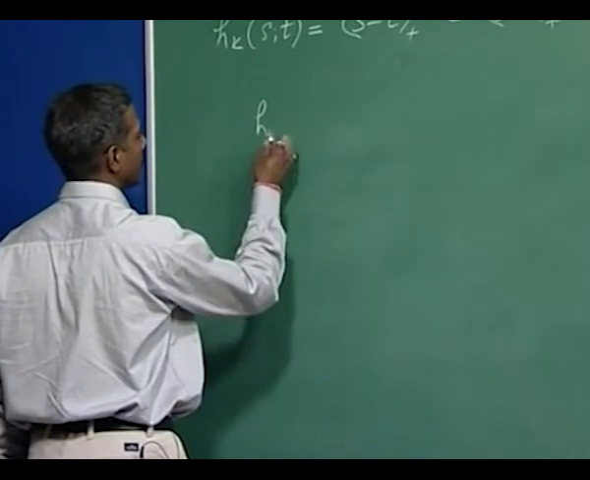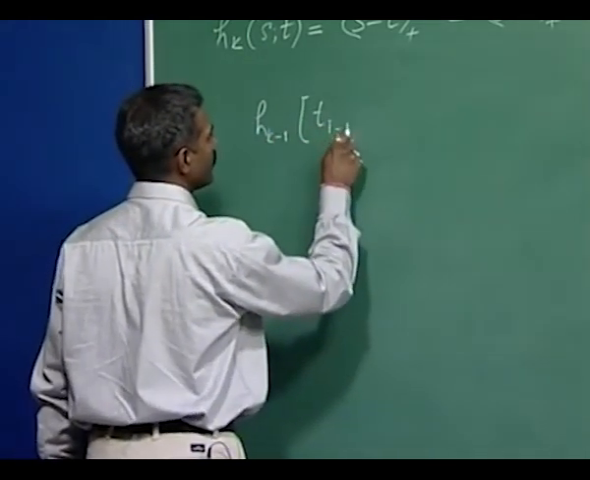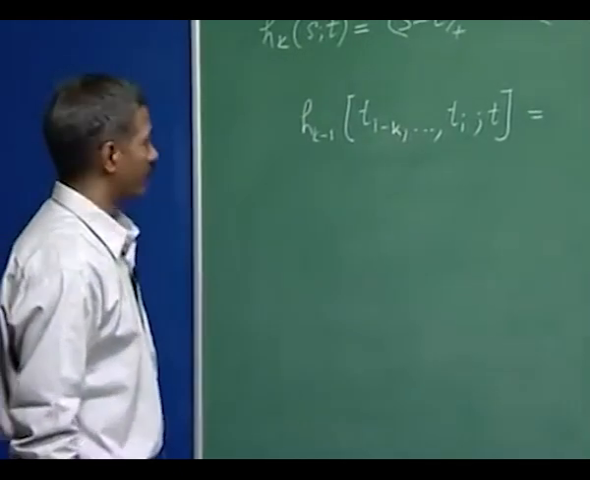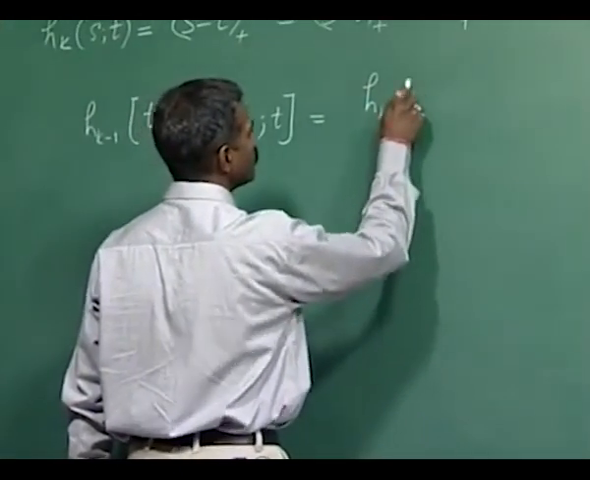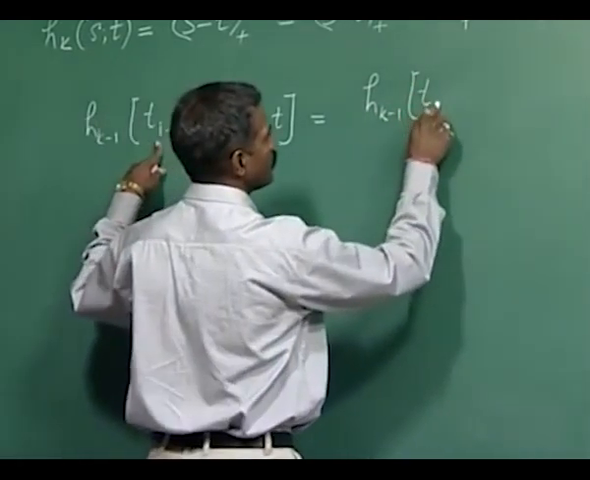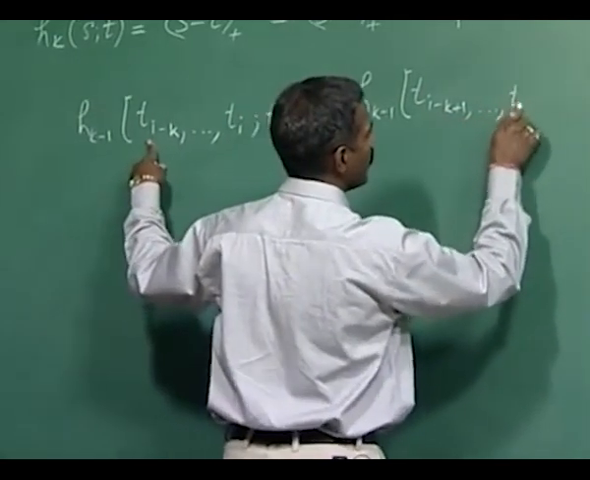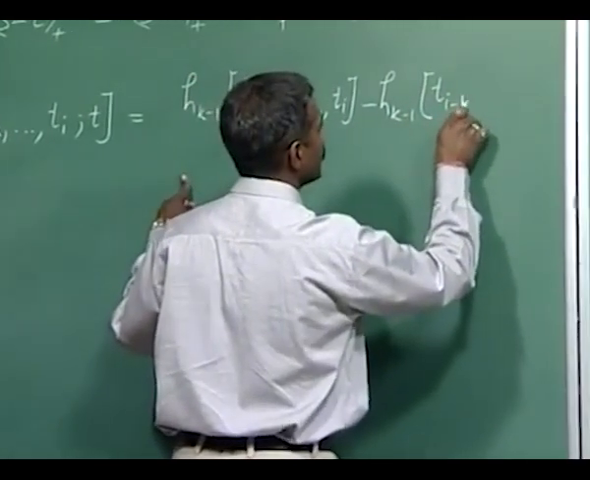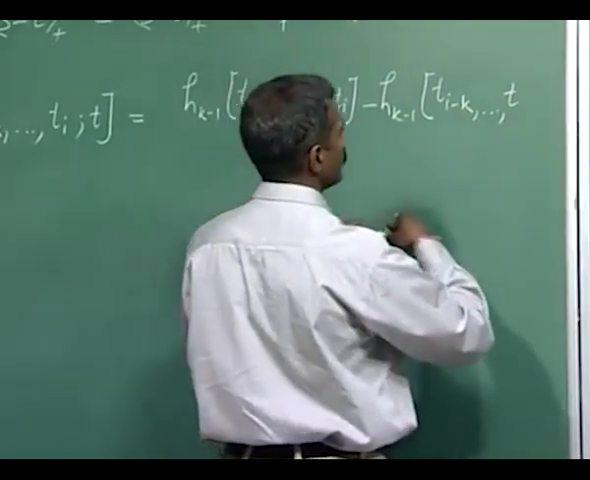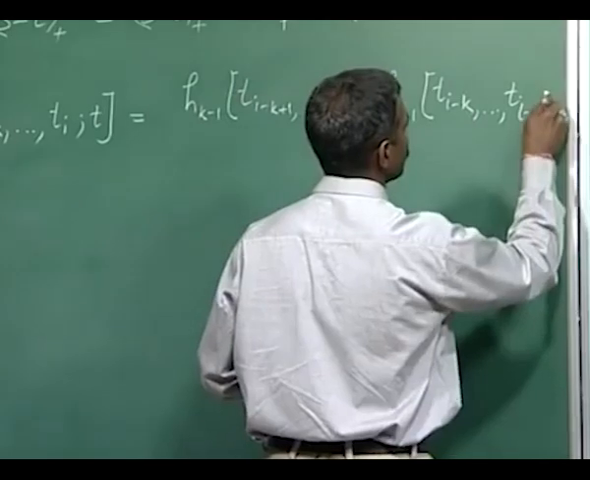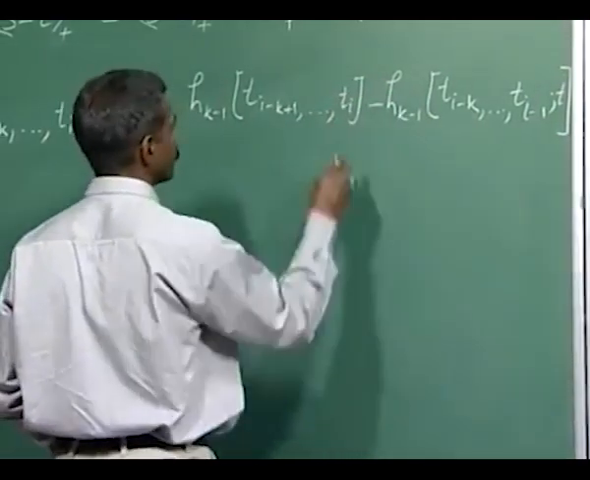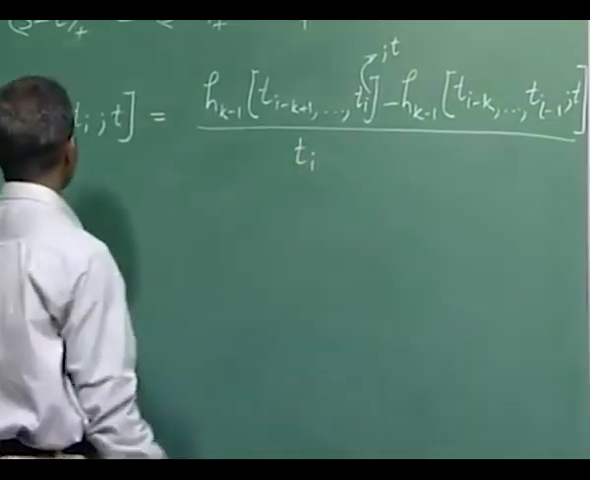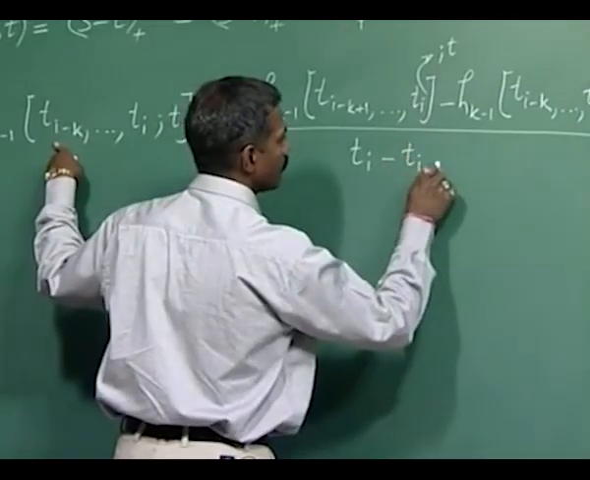So I can write h_{k-1}[t_i, ..., t_{i-k}; t] as, I'll have to be a little careful here, h_{k-1}[t_i, ..., t_{i-k+1}; t] minus h_{k-1}[t_{i-1}, ..., t_{i-k}; t], over t_i minus t_{i-k}.